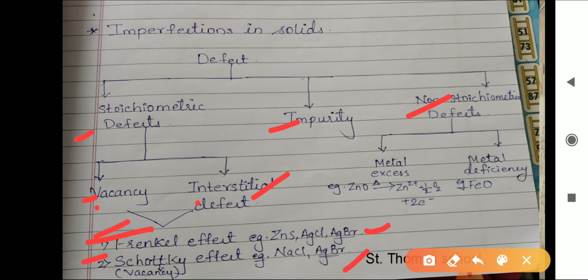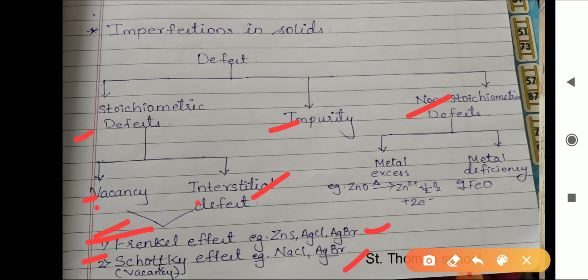Understood? So in order to maintain electrical neutrality, the number of missing cations and anions should be equal. Right, in Schottky defect, it has to maintain electrical neutrality, right? So for that, the number of missing cations and anions should remain equal. It is a simple vacancy defect, and Schottky defect also decreases the density of the substance. Understood? Vacancy and interstitial defects increase the density of the substance, but Schottky defect decreases the density of the substance.